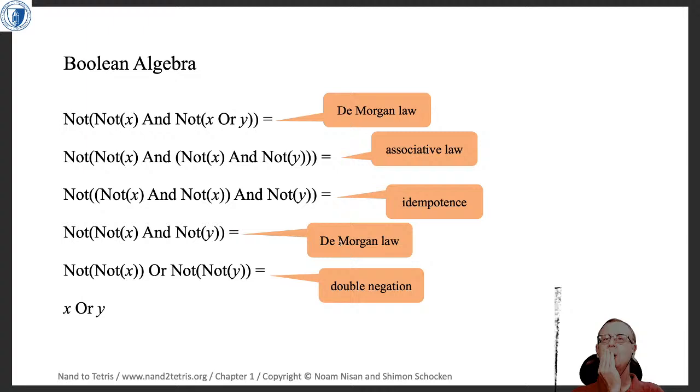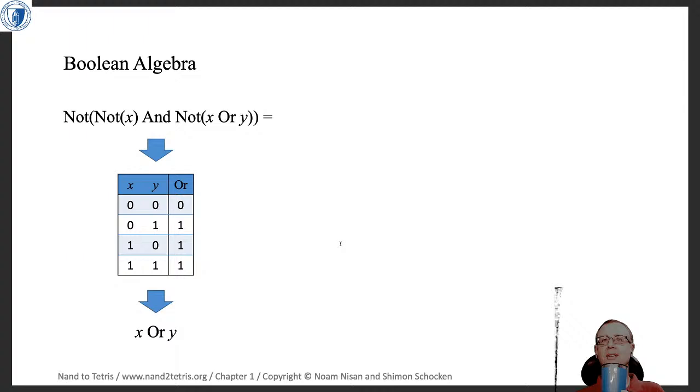Okay, so here's some more Boolean algebra line by line, and the idea is to just go through and simplify the original expression. And as you can see, it goes all the way through to X or Y at the end, right? So that's pretty neat. And that's another way to do it, right?